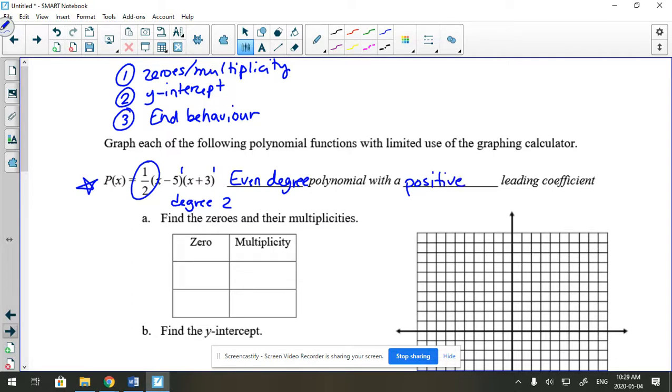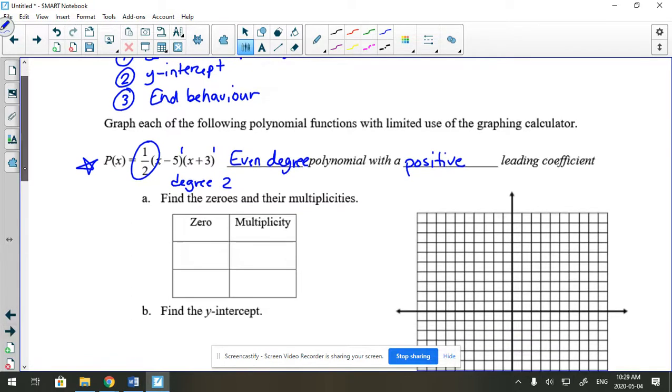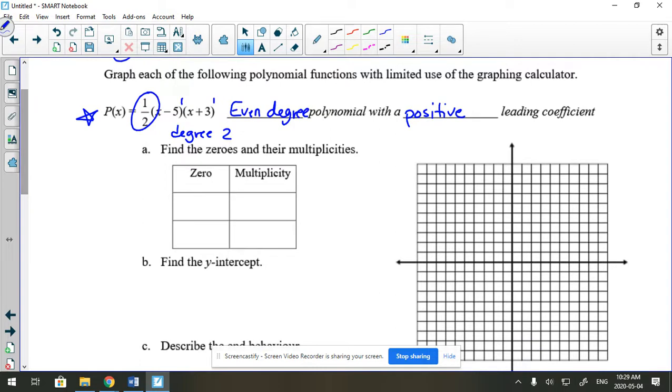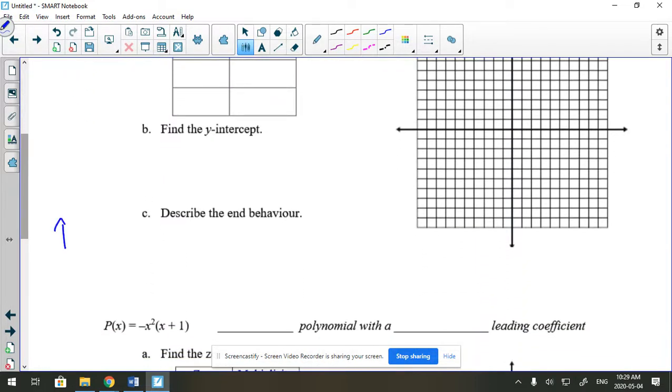Okay, so that tells me my end behavior. I'm going to skip down already to end behavior. I know it's even degree with a positive leading coefficient. That means that they're both going to be pointing up. Start and end pointing up. Okay, so that's a good piece to keep in mind.